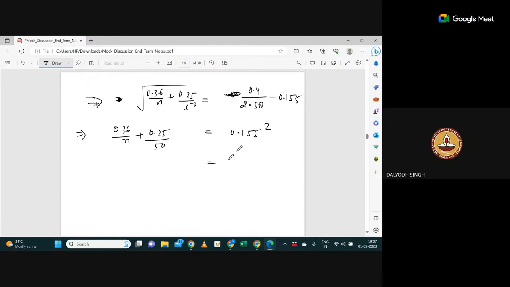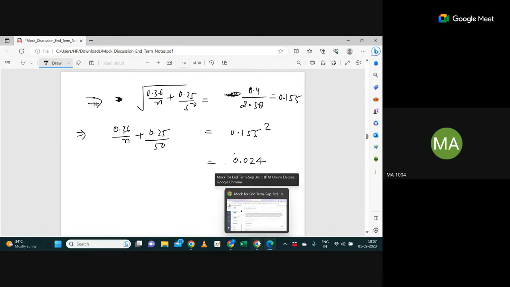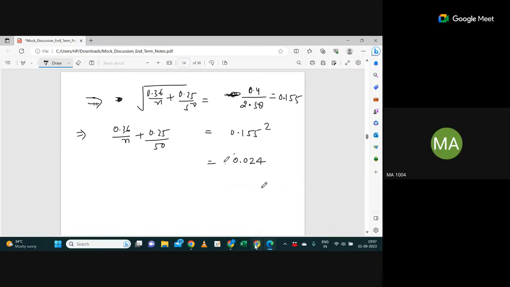What is the square of this? 0.024025. Okay, sir, I had divided by 4/258, but I have to divide by 0.4/2.58. Make sure, don't be in a hurry. You have calculated it, and you can directly do 0.4 divided by 2.58.